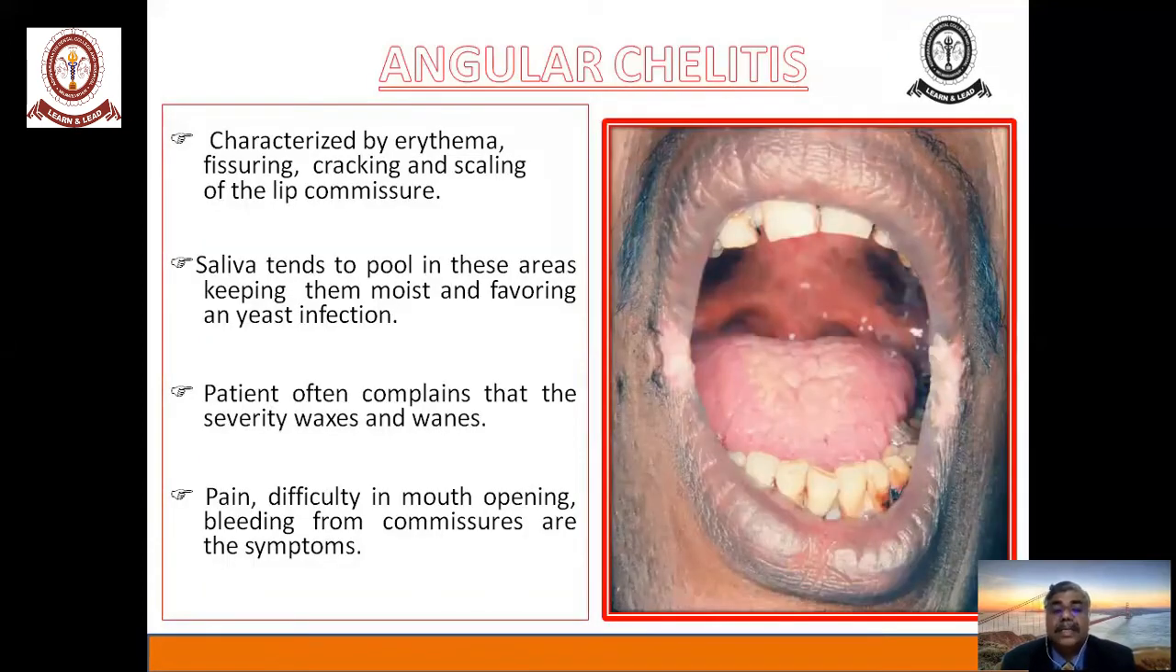The next lesion that we are going to discuss is angular cheilitis. Angular cheilitis is characterized by cracking, fissuring, and scaling at the lip commissure.